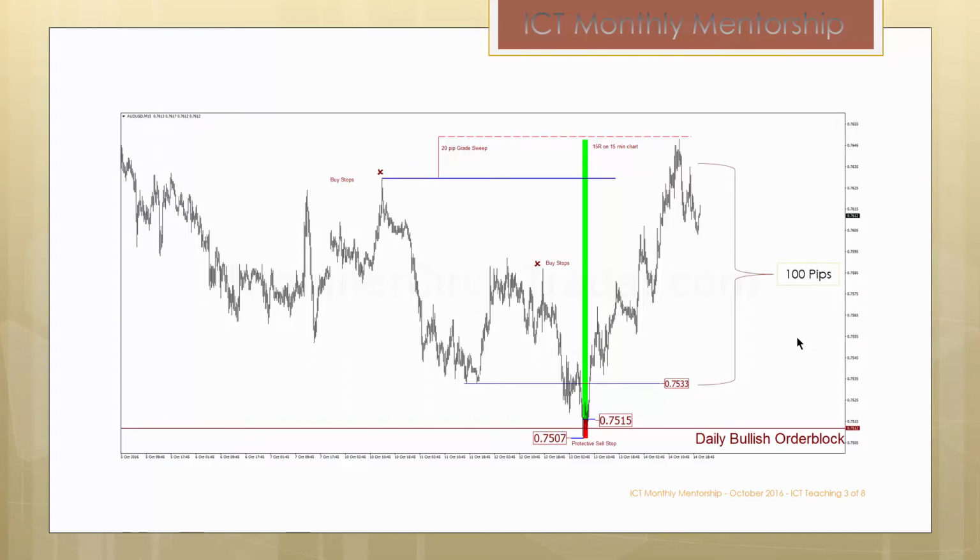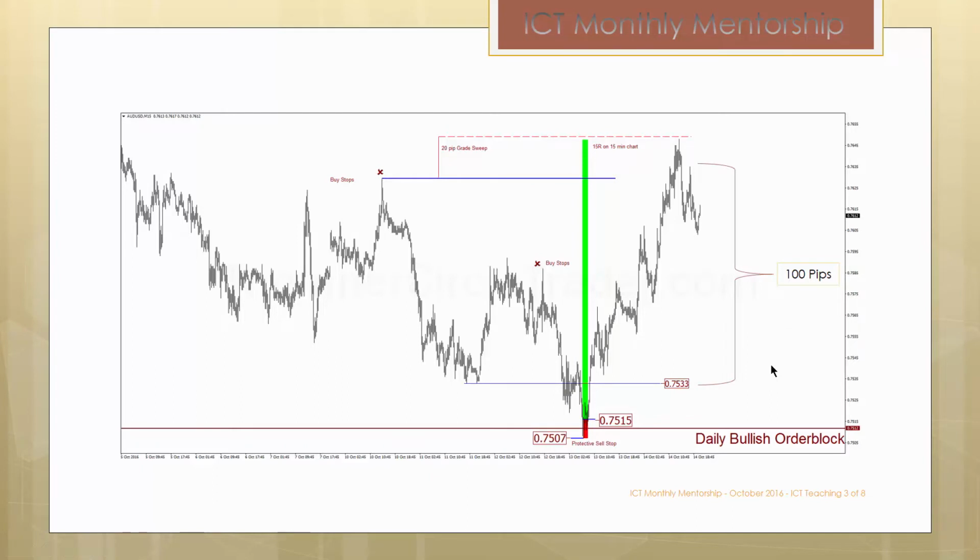Here's what I want you to focus on. The potential range was about 100 pips from where we were looking at buying and where we thought the price was going to go. We don't need the absolute high and we don't need the absolute low. We're looking at the lion's portion of the move, about 100 pips.